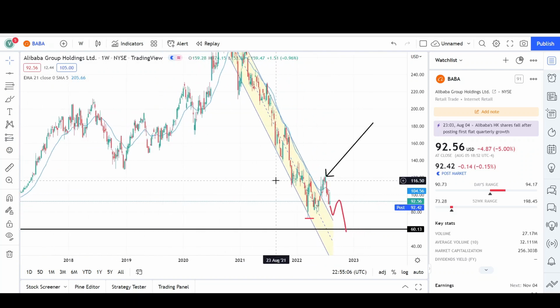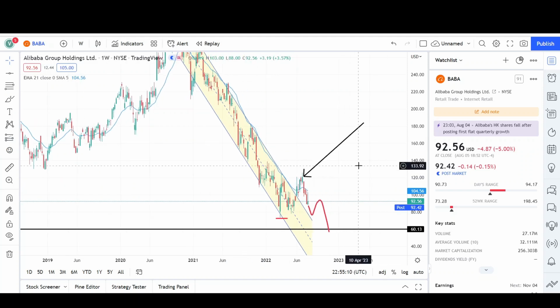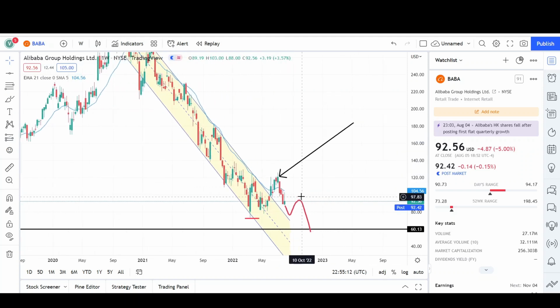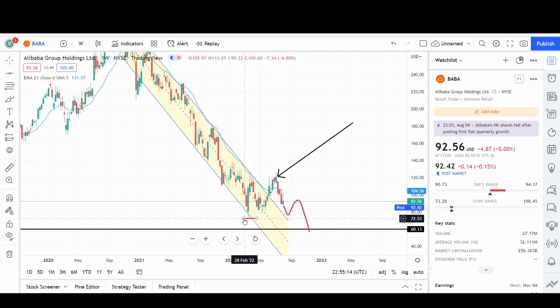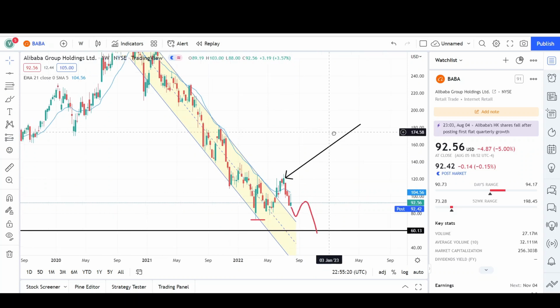So that's everything I have for BABA on the daily and weekly charts. Give you guys an update in a few weeks. But overall, my target still holds to the bottom of this downtrend, and then maybe even the $60 level. So that's everything I have for BABA.